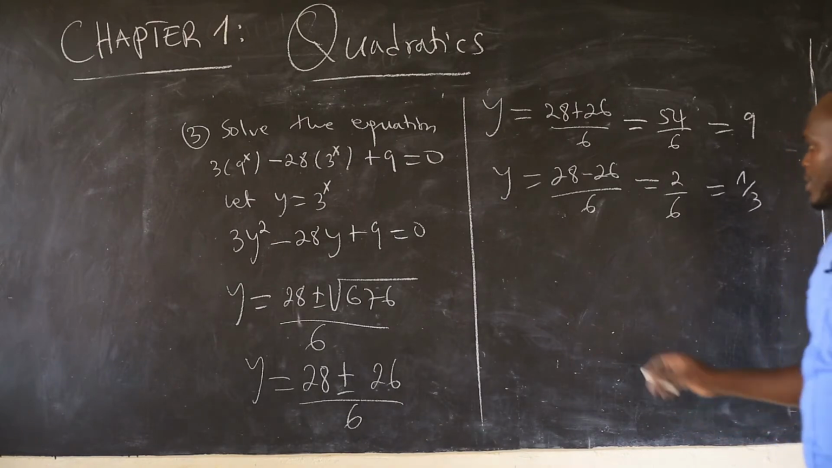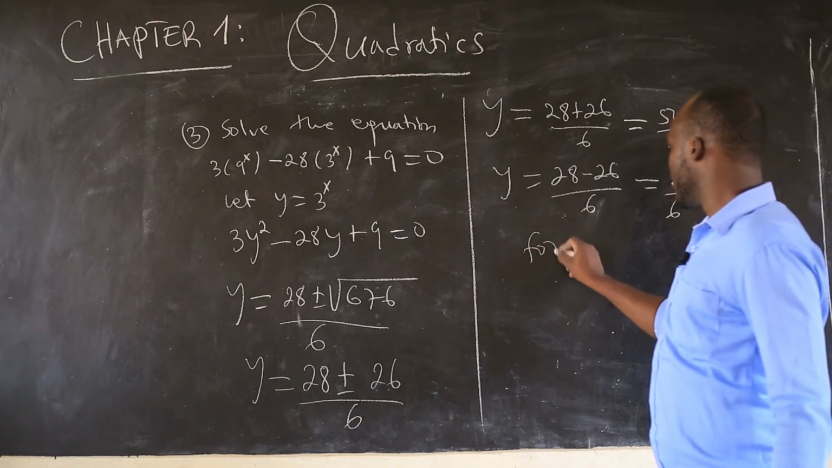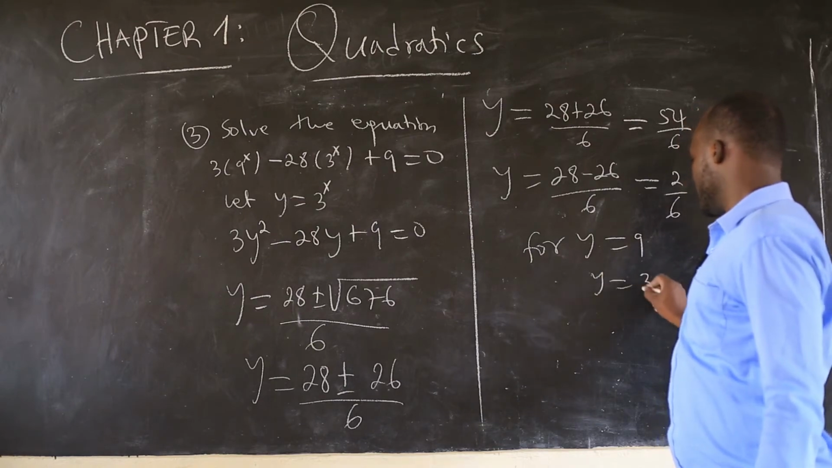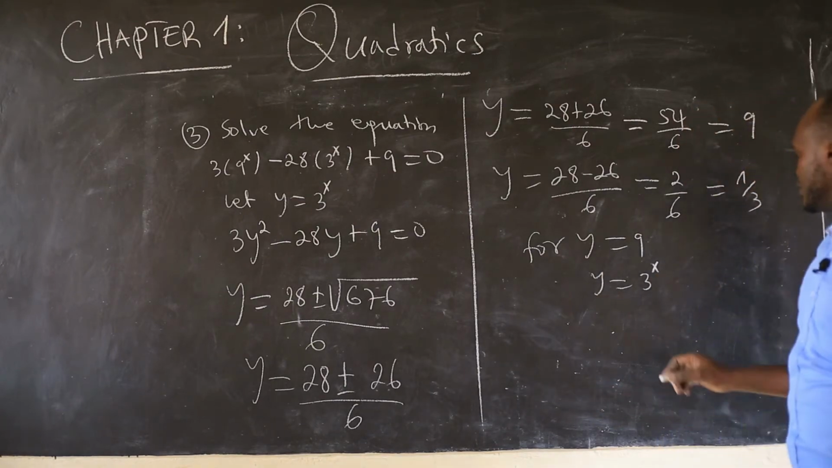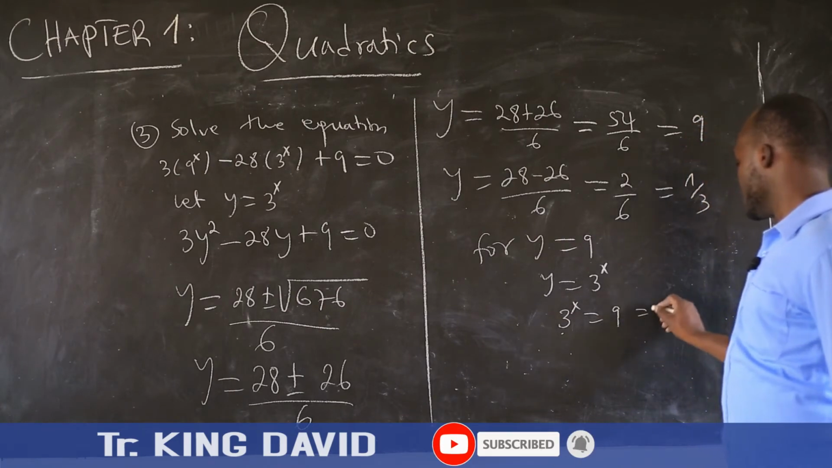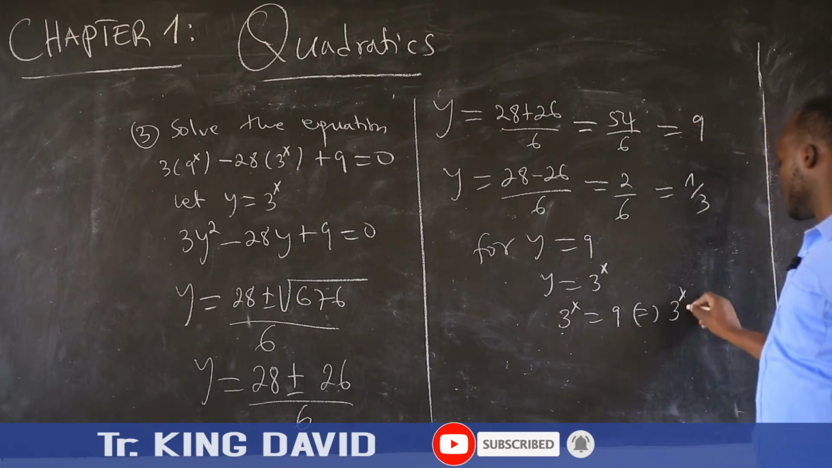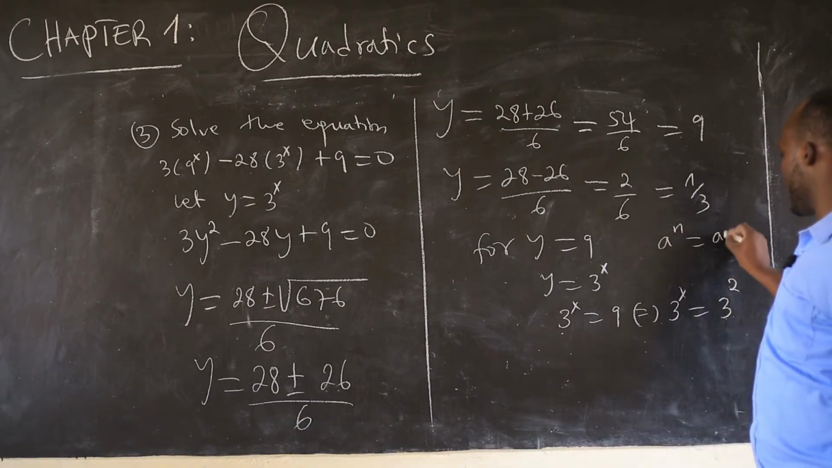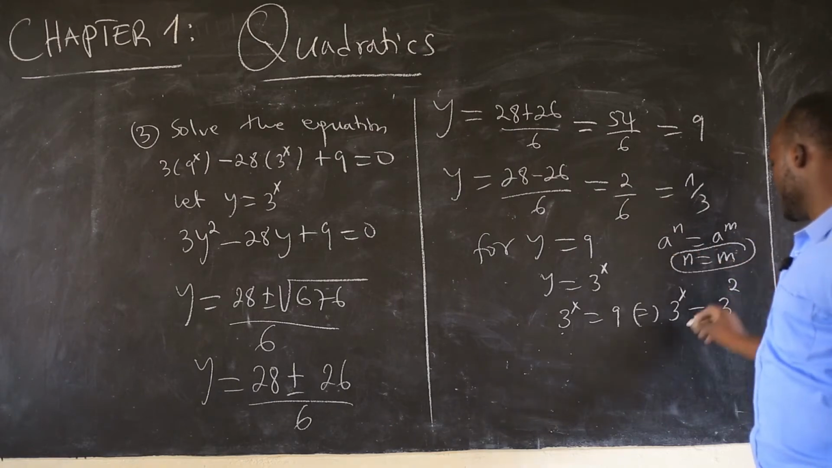So remember, for y equal to 9, remember that y equal to 3 power x. So that means 3 power x will be equal to 9. And you know that 9 is 3 power 2. So 3 power x will be equal to 3 power 2. You know when you have a power n equal to a power m, it implies that n equals m. So here x equals 2.